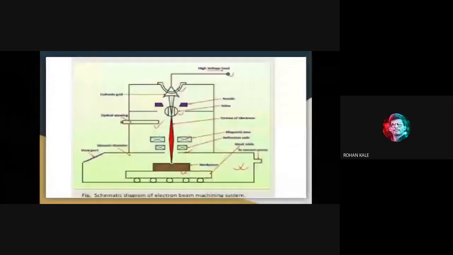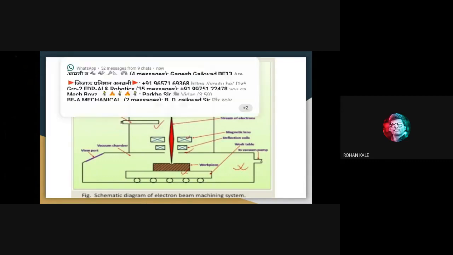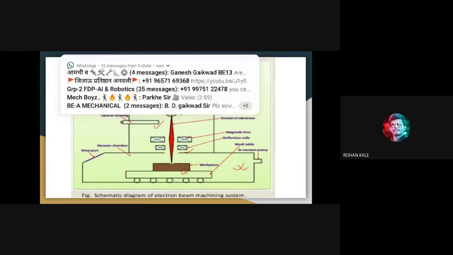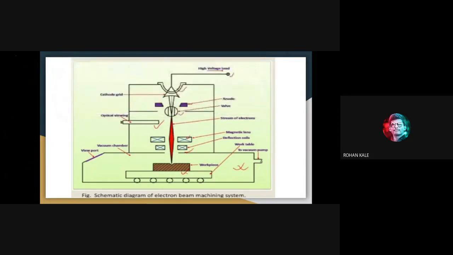So how is the molten material ejected? How is the molten or vaporized material ejected from the workpiece surface? That question arises, because after machining, the molten or vaporized material will be there on your workpiece surface. So how do we take it away from the machining or vacuum chamber?